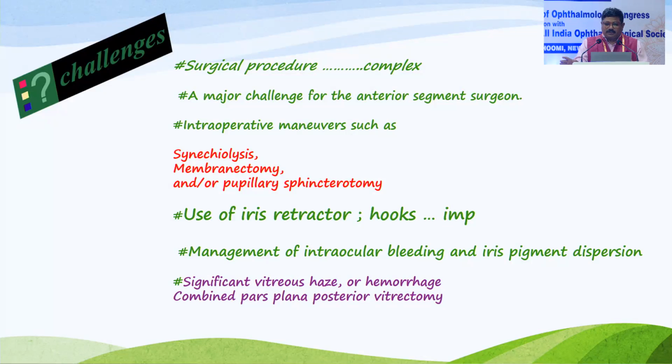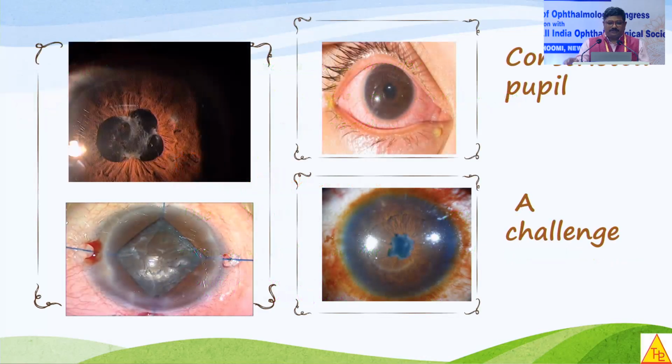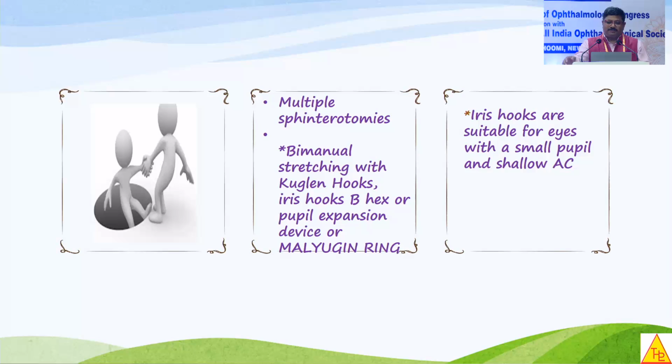The surgical procedure in these cases is a little complex, and it is usually a major challenge for the anterior segment surgeon, with intraoperative maneuvers for the cyclitic membranes and all that. So we have to use iris retractor hooks, and we should be very well versed with this. Sometimes because of the iris involvement there can be bleeding, and vitreous haze, which hamper the visualization. In these uveitis cases, the constricted pupil becomes a challenge.